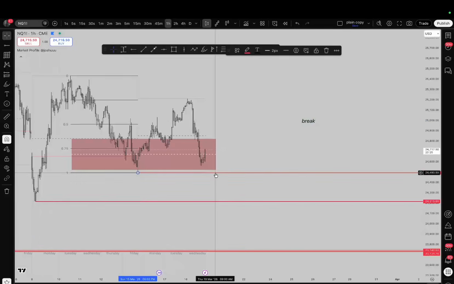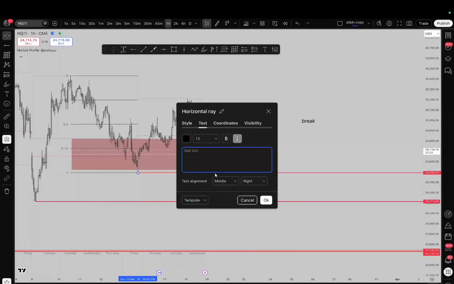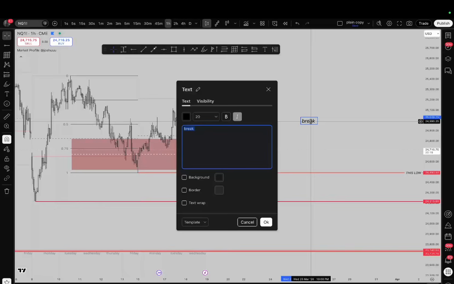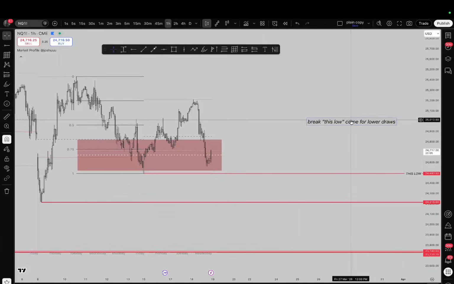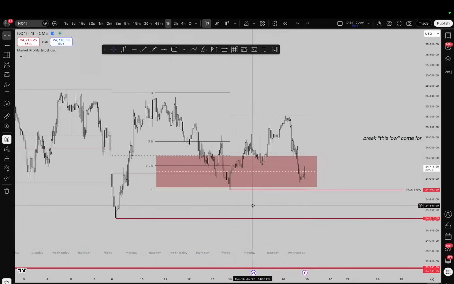Break. I'll just name it this low. Break. Okay, if we break this low, then I think we'll probably come for this overnight.